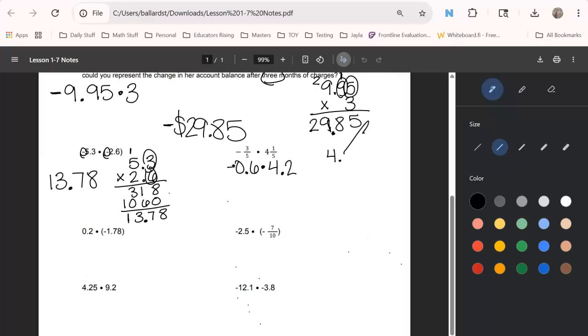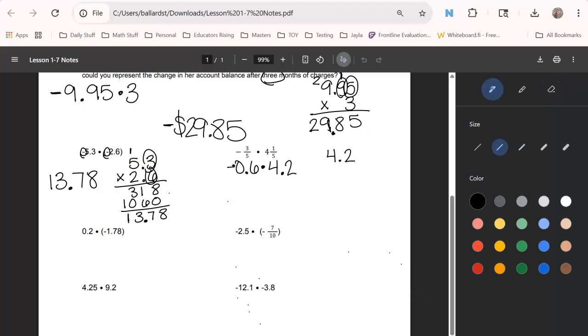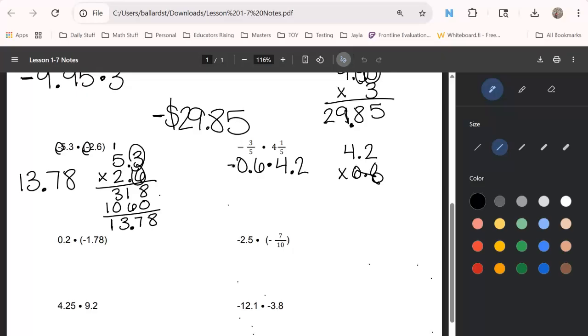Okay, we're going to do 4.2 times 0.6. Okay. 6 times 2 is 12. Carry your 1. 6 times 4 is 24, plus 1 more is 25. And then if we're going to multiply by 0, it's not going to change anything. So we have 2 numbers after our decimal. So we put the decimal right there. And then because they have different signs, it's going to be negative 2.52.